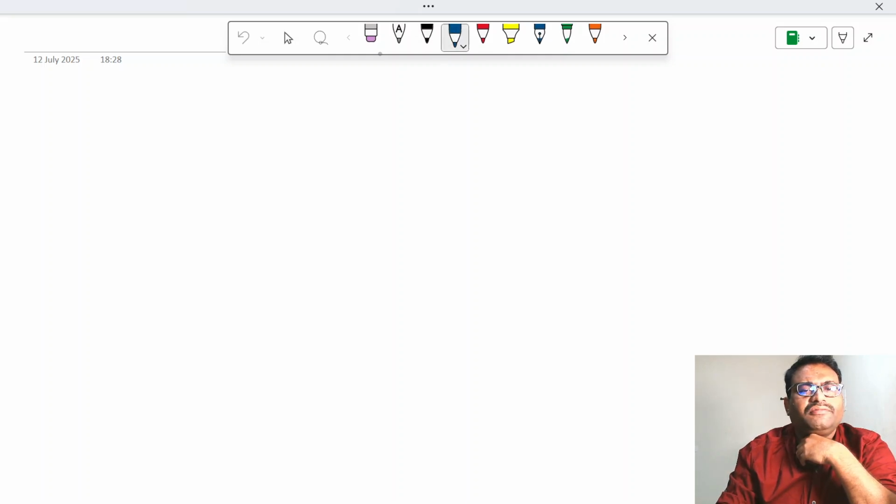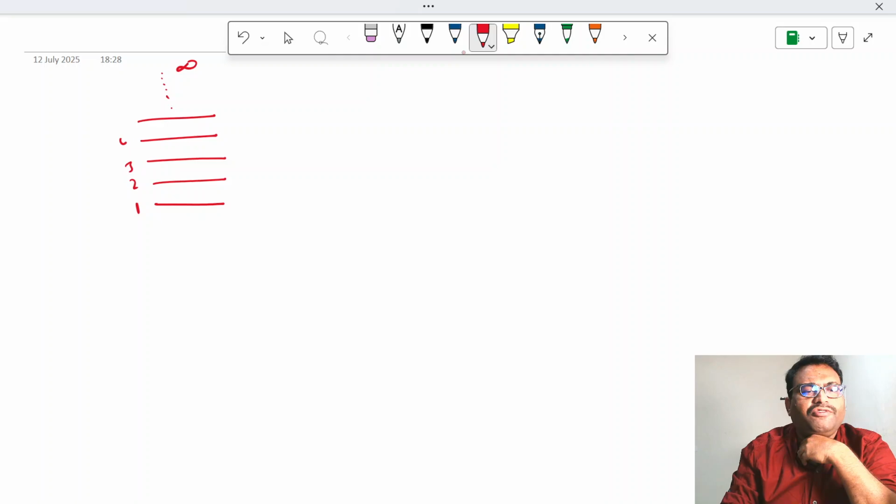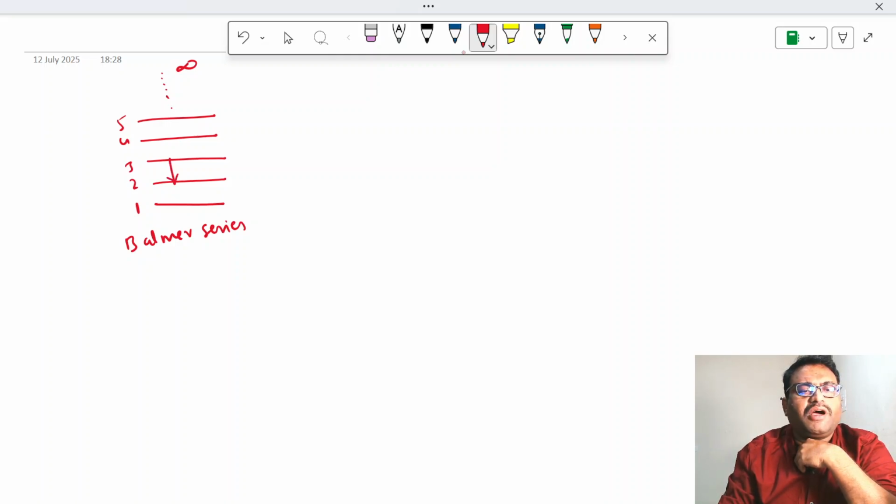Balmer series. When an electron gets de-excited in the Balmer series, it de-excites from a higher energy level to the second energy level. The transition from 3 to 2 is called the first line.